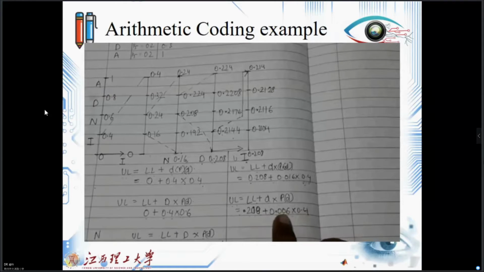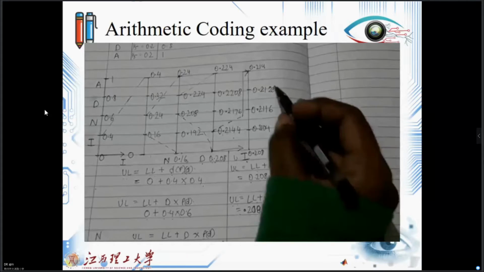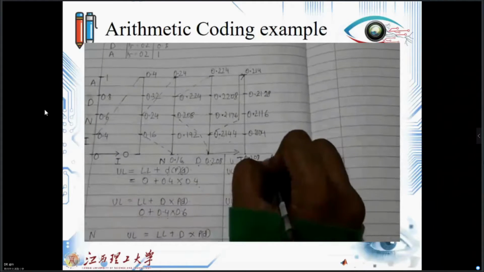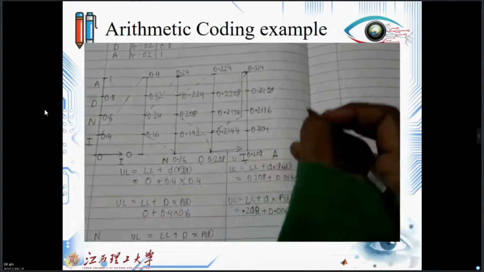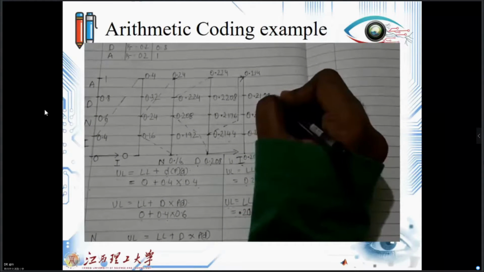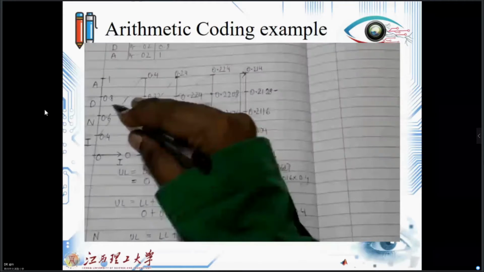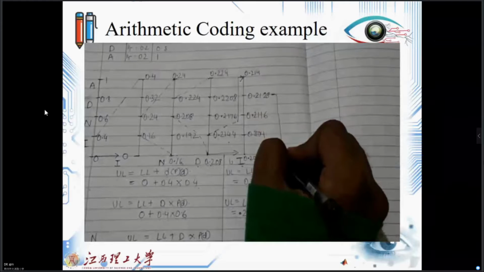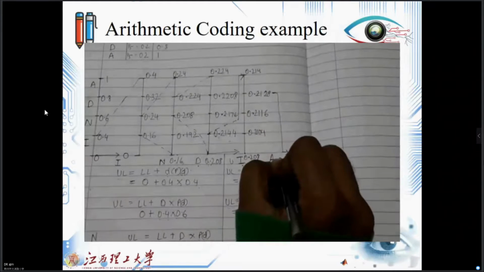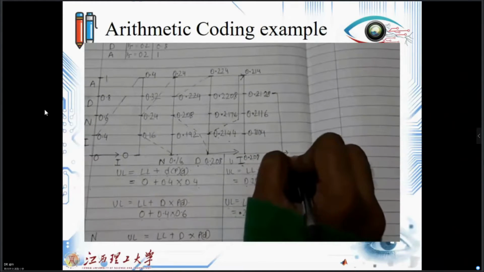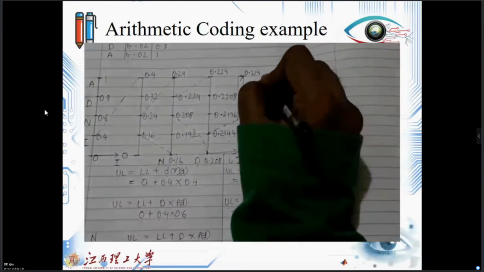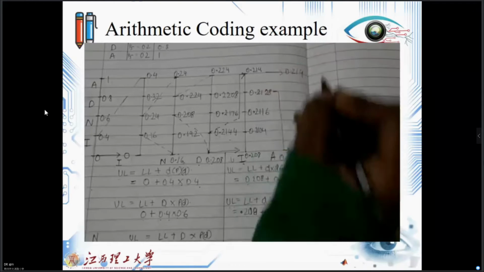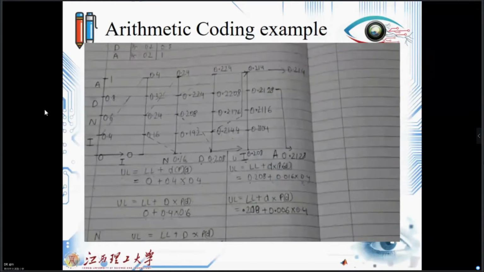The next value is A. Just you should see the domain. Domain of A is from here at the lower till this one. This becomes the lower, and upper is 0.214. And this is the arithmetic coding.